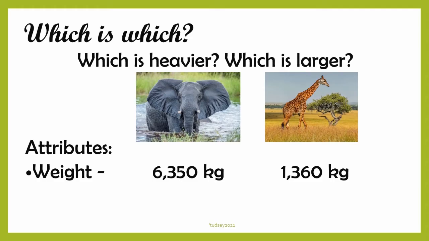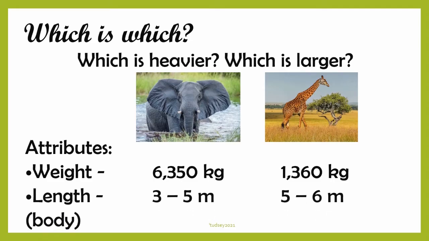The second question, which is larger, is pertaining to the length of the two animals. An average body length of elephant is about 3 to 5 meters. And the giraffe is about 5 to 6 meters. M is the shortened form of the word meter. Can you tell me now which among these animals has larger body length than the other? Very good. Giraffe is larger than the elephant.